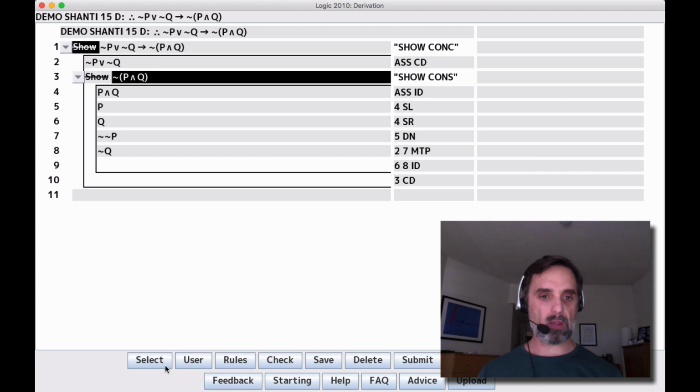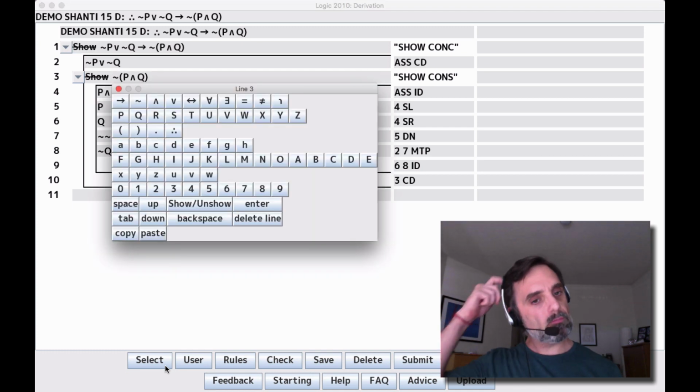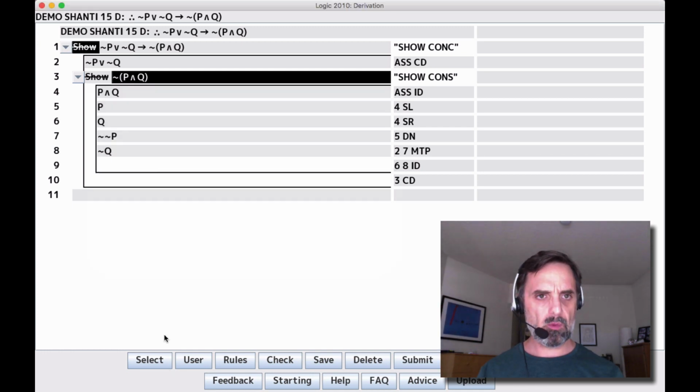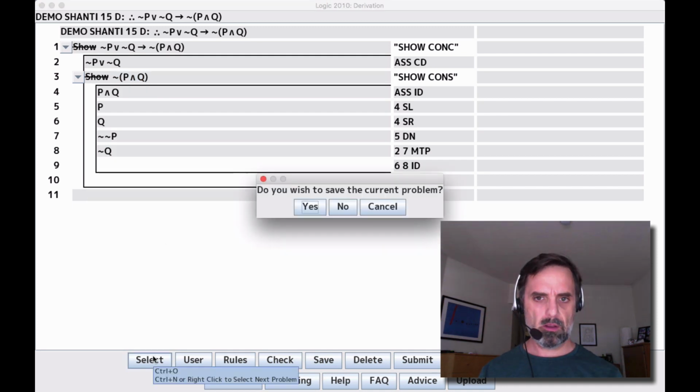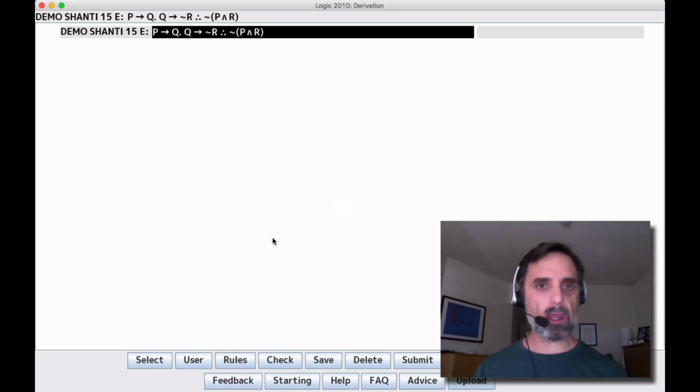Okay, let's look at the next derivation. Oh, that's not what I wanted to do. What's going on here? That's what we want. Okay, good, that's better.